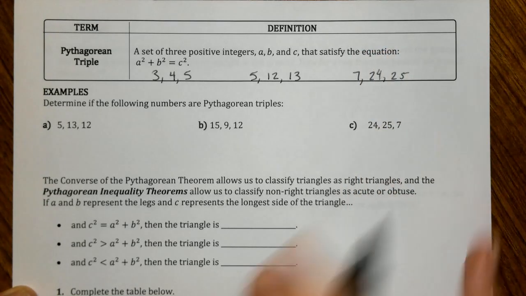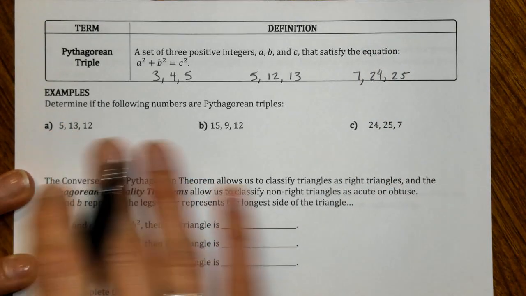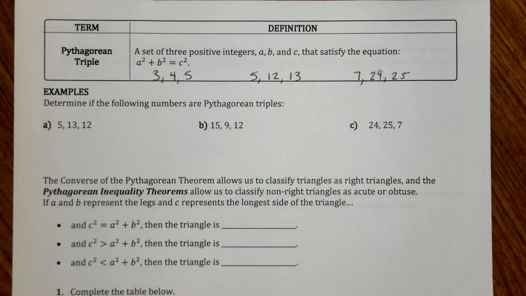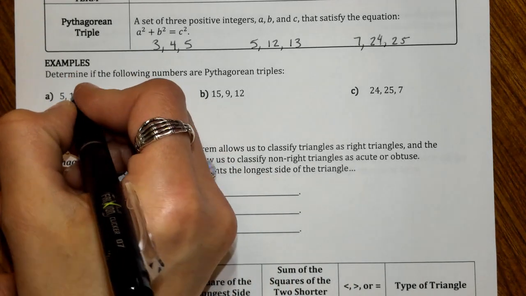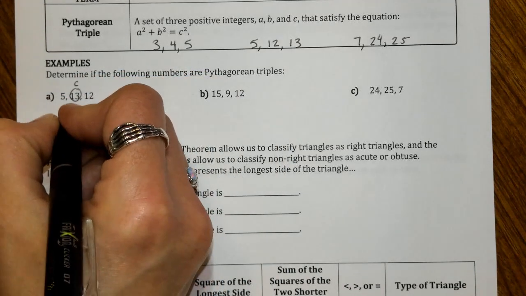We're going to take a look at some of these down here, and then the 5, 12, 13, and the 7, 24, 25, and we're going to see how this works out. Then we'll talk about that 3, 4, 5 in a minute. So with these numbers, let's go ahead and identify our largest number: 13, which will be C. So we're going to test these out.